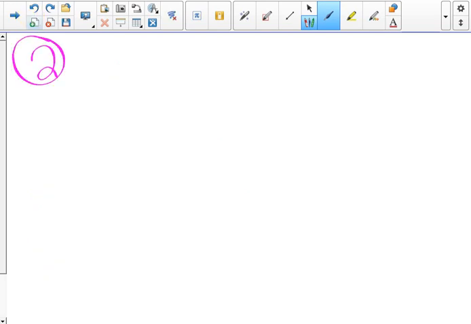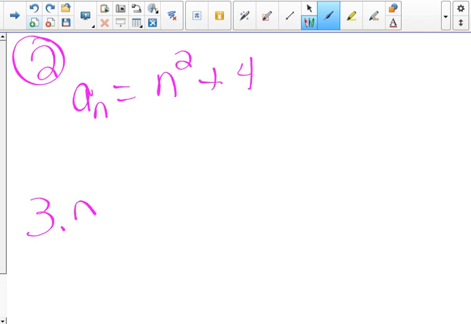Number 2 in our homework. And you've got a sub n equals n squared plus 4. Oh, and guys, we're not going to do 3 and 5 in class. You'll do that at home. But on number 3, there's an error. It should say a sub n equals 1/2 n plus 2. They left this n off, so pencil that in on number 3.